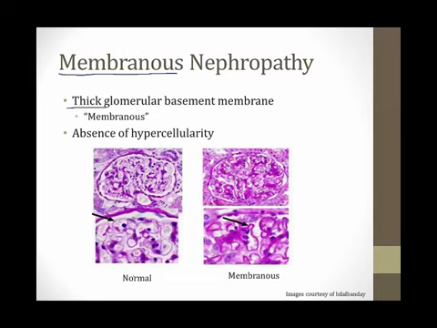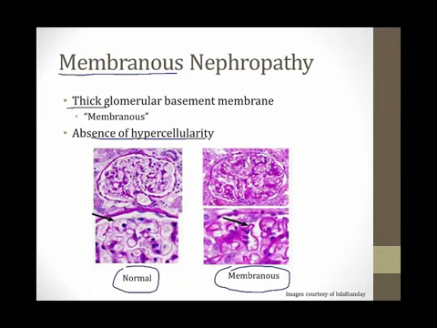If you look at the bottom left side of the screen, there's an example of a normal glomerulus. If you look at the bottom right side of the screen, there's an example of a glomerulus from a patient with membranous nephropathy. Note that the glomerular basement membranes are thickened as indicated by the arrow in the bottom right side of the screen. Importantly, in membranous nephropathy, the glomeruli display an absence of hypercellularity.